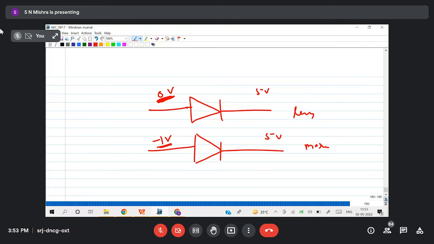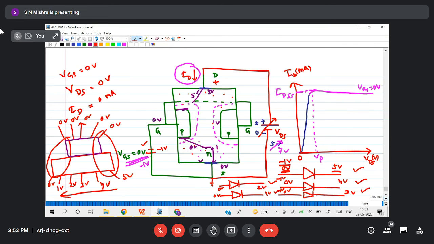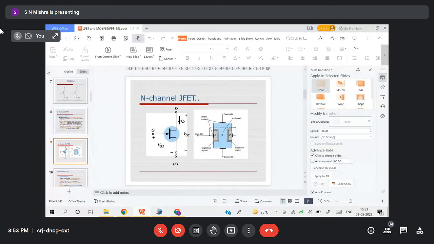Yes sir. Now the same concept applies: -1 means it will be more reverse biased compared to when 0 is connected. So if you compare, the channel width was this much earlier, and now the channel width decreases. Channel width decreases means less current will flow. All the characteristics we have discussed are shifted downward if I connect VGS -1 volt. Okay, so let us see here.